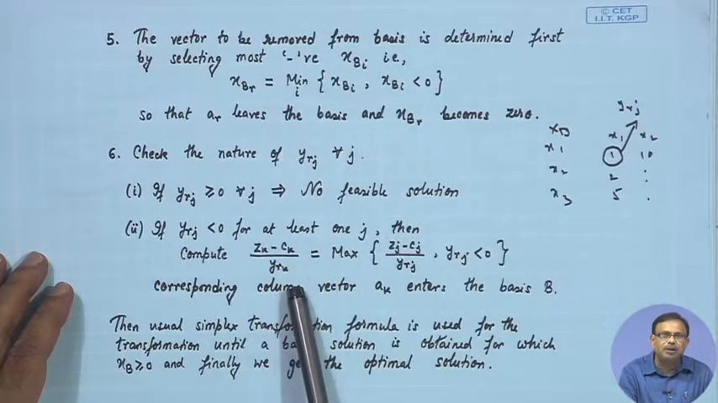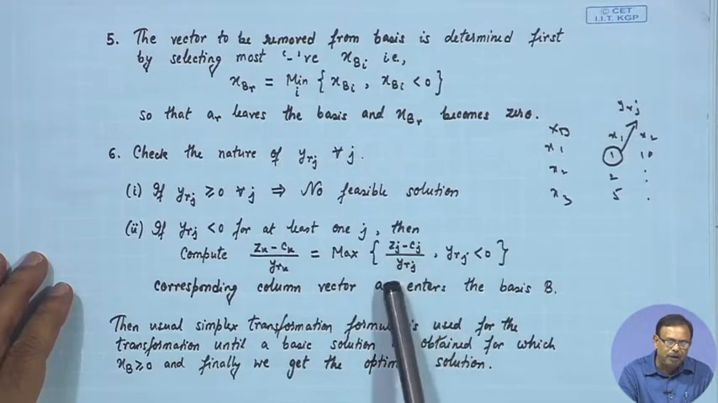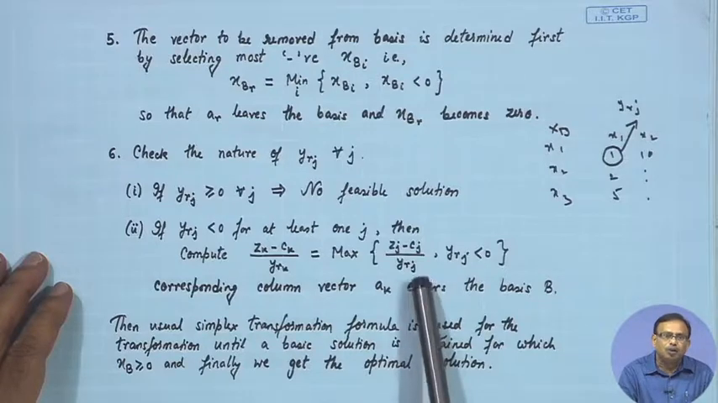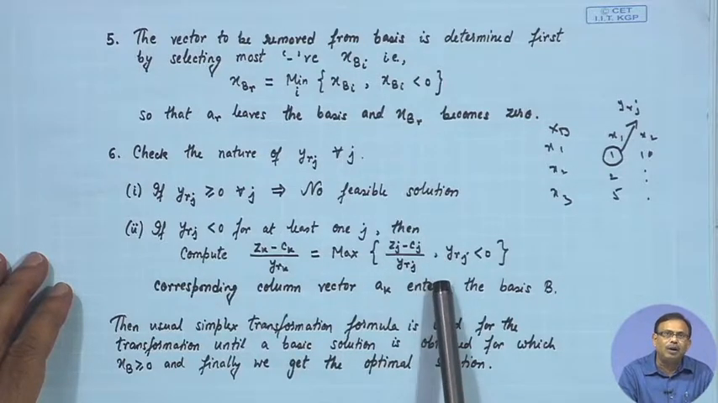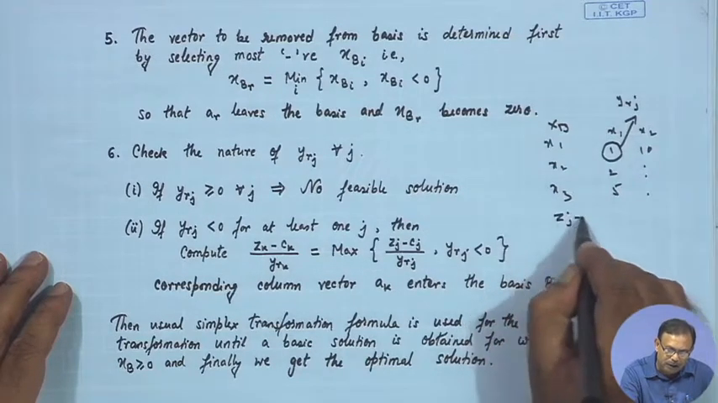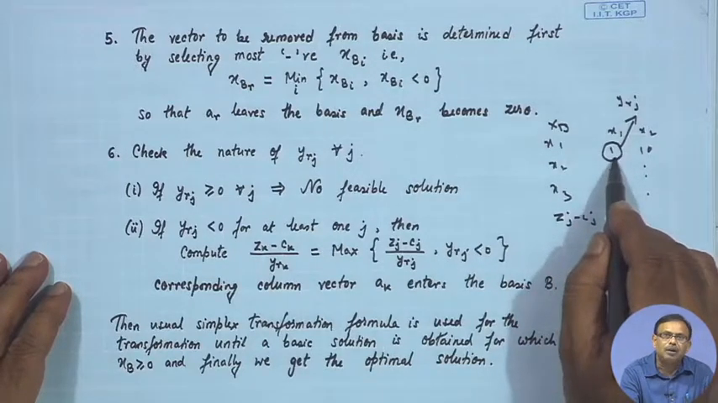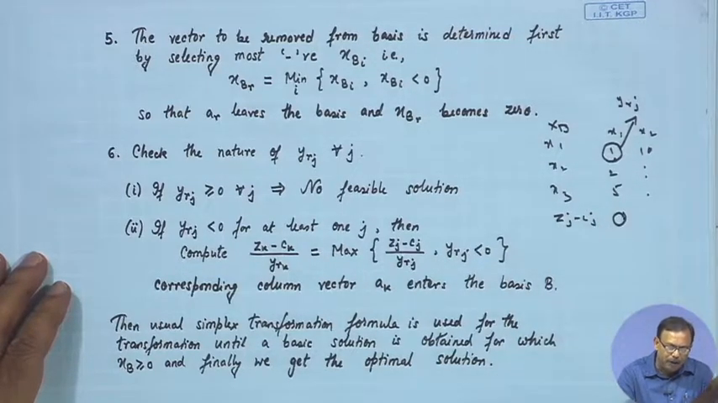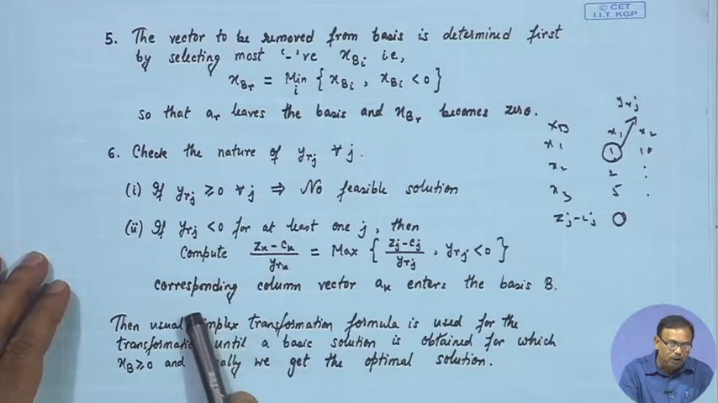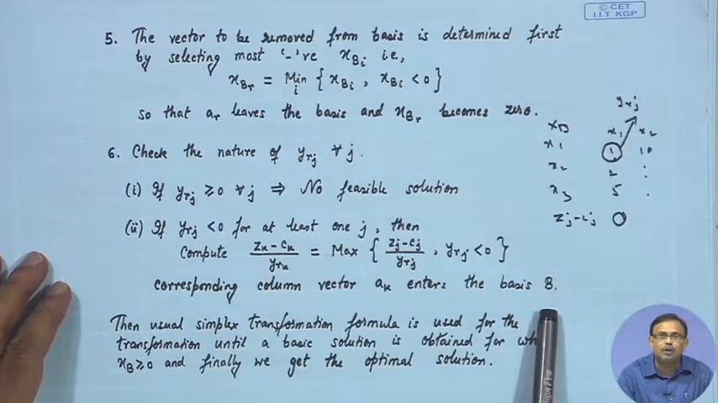then you have to compute z k minus c k by y r k, which equals the maximum of z j minus c j by y r j. So, the z j minus c j value is divided by the corresponding y r j element, where y r j must be negative. The column vector a k corresponding to this enters into the basis.